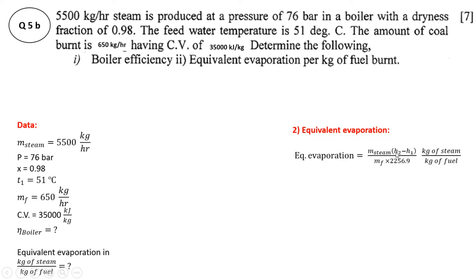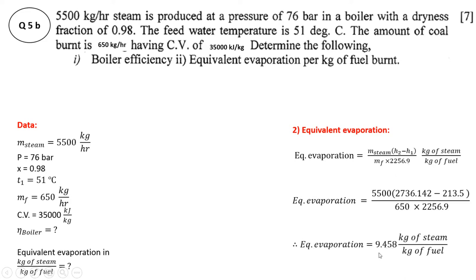So mass of steam multiplied by h2 minus h1, that is the amount of heat required to raise the steam, divided by mass of fuel into the latent heat or specific enthalpy of evaporation at atmospheric pressure, corresponding to the saturation temperature of 100 degrees centigrade. So if you observe the steam table, then the value of hfg at 100 degrees centigrade is 2256.9. So that we have mentioned over here. And now just substitute the values. So mass of steam is 5500, h2 is substituted, h1 is also substituted over here. Mass of fuel is 650 and multiplied by 2256.9.